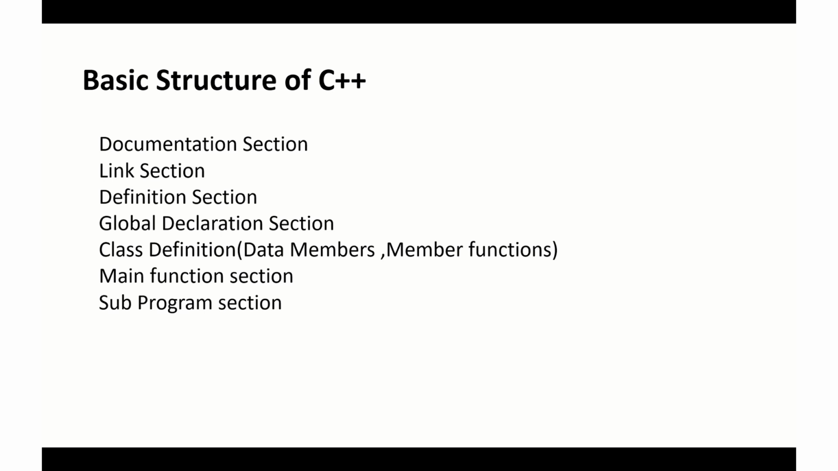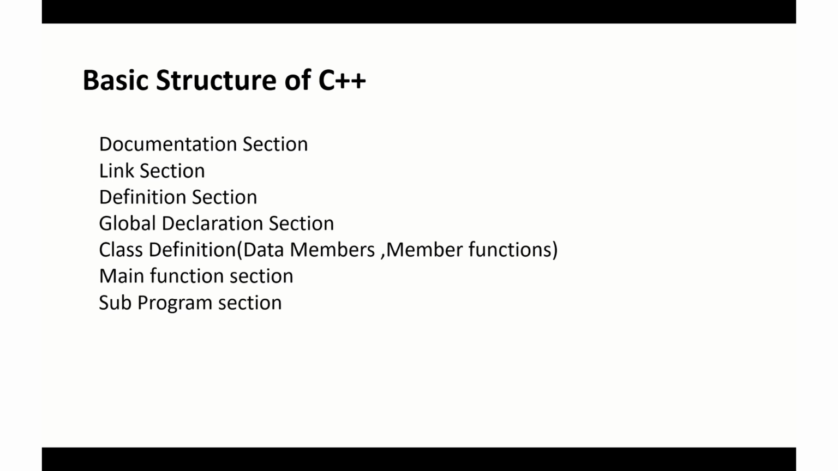This will be followed by the definition section, where you define your macros, and then the global declaration section. Say for example a variable is used in multiple functions; instead of defining it in multiple functions separately, you can directly put it in the global declaration section. This will be followed by the class definition, which includes the data members and the member functions. And then finally the main function, which comes after the class.